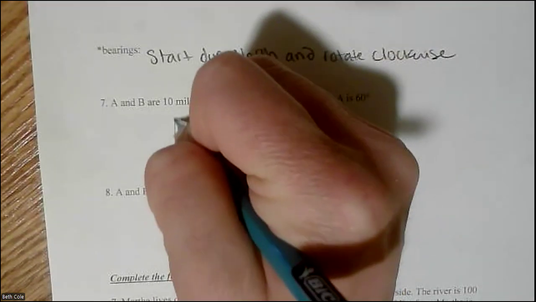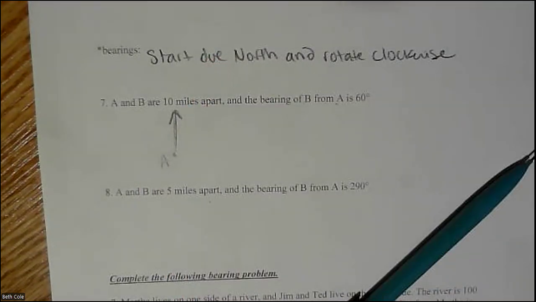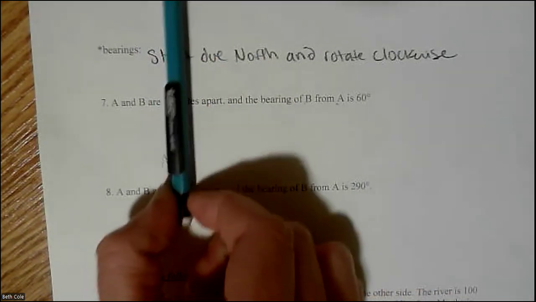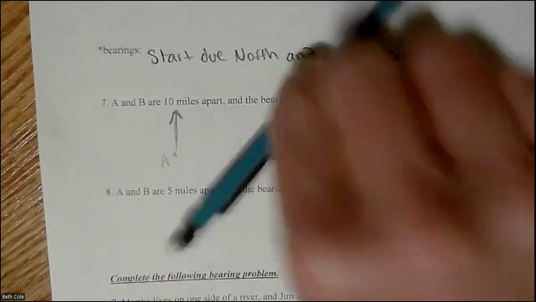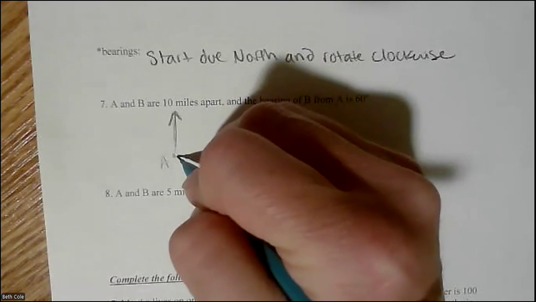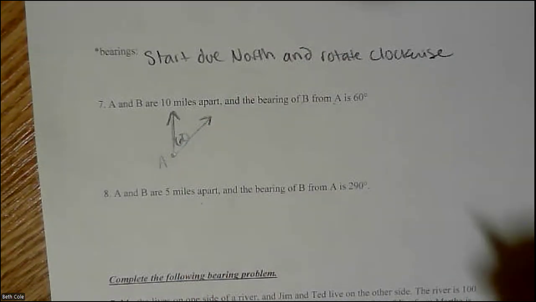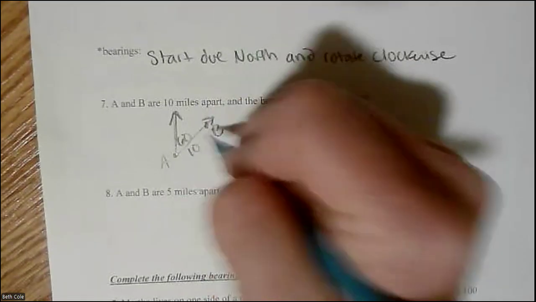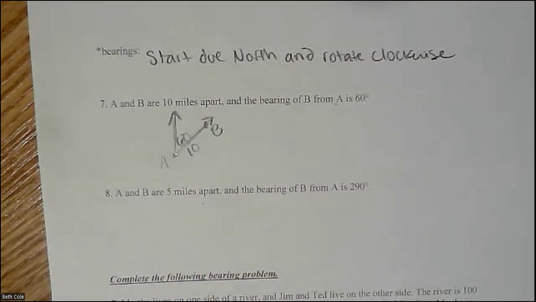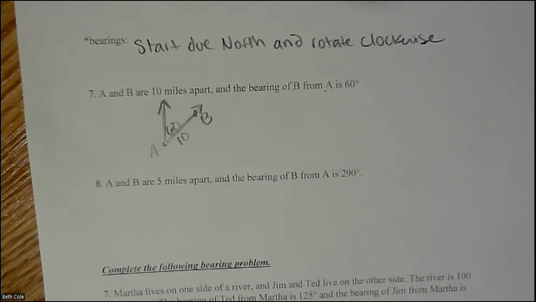So here is point A. This is due north, so straight north. And we're going to rotate clockwise 60 degrees. So you start here and you rotate clockwise, which is this direction, 60 degrees. I'm not going to get out a compass and measure this, but about like that would be 60 degrees. And so B is over here, 10 miles away. So it's like giving someone directions how to get where you are from where they are.